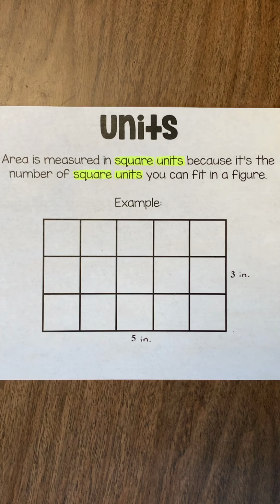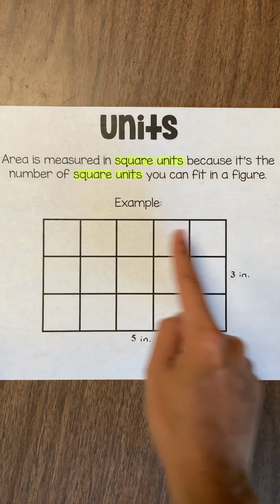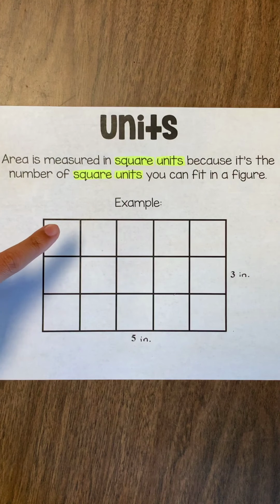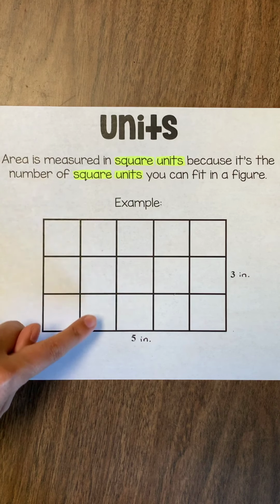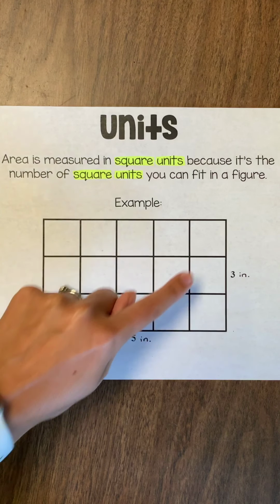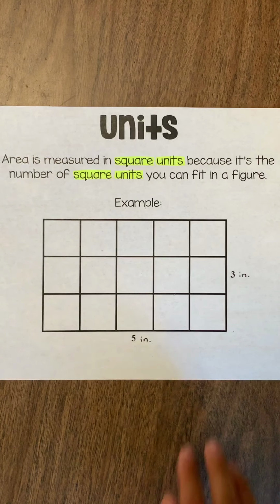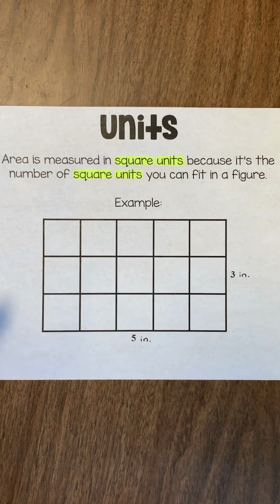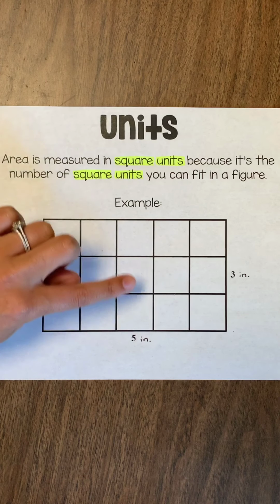When it comes to area, the units of measurement are more unique. Area is measured in square units because it's the number of square units you can fit in a figure. For example, if we look at this rectangle that I have here, it is 5 inches long, 3 inches wide. Within this rectangle, you'll see a bunch of different squares. These are square units. As you can recall, area is the space inside a shape. So you use square units to figure out how many it will take to fill the inside of your shape.